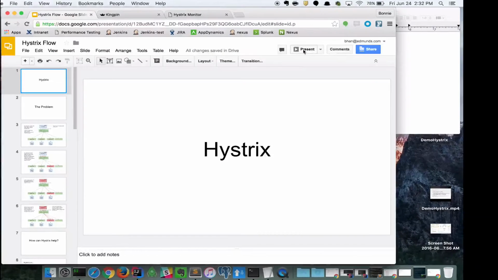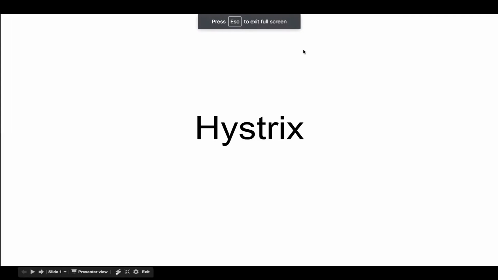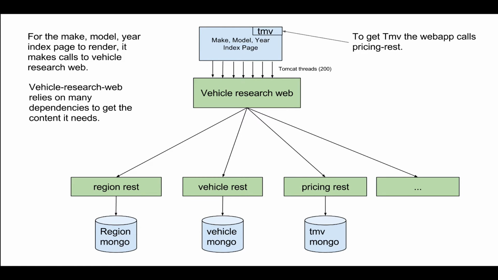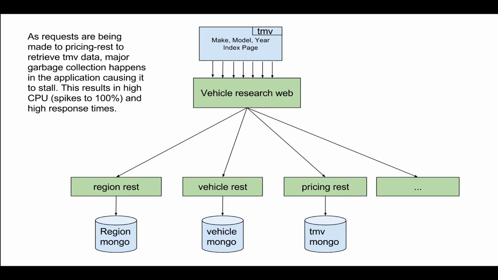This video is an introduction to Hystrix, and how it's used with Edmunds REST APIs. In this example, for the make model year page to render, it needs to call several dependency REST services. To get TMV, the page calls the pricing REST service.